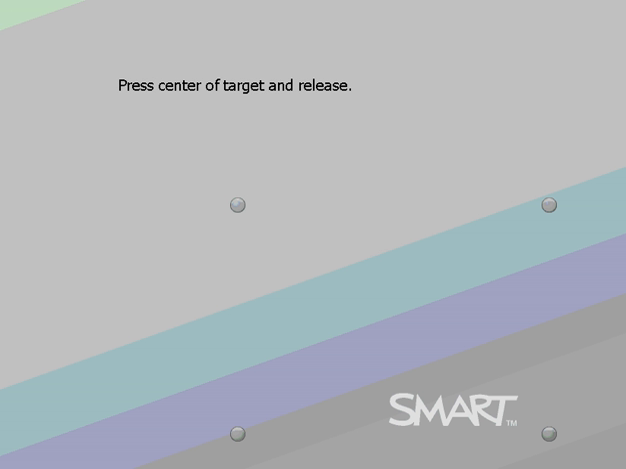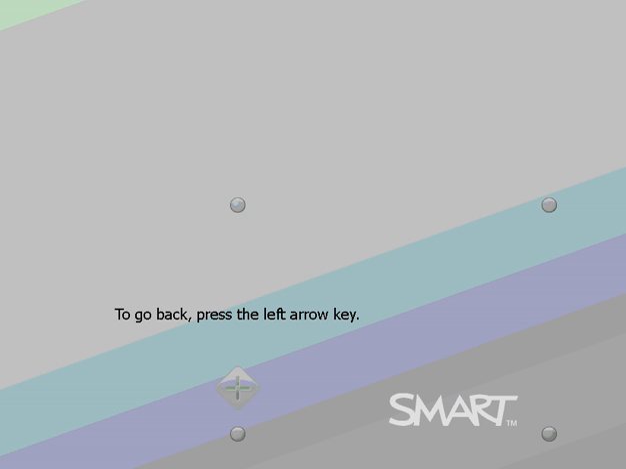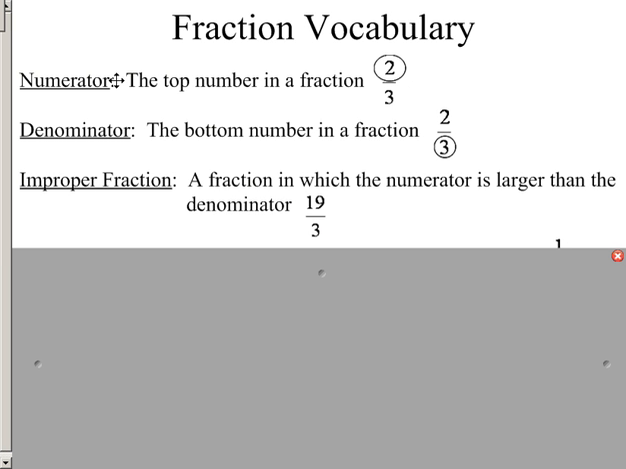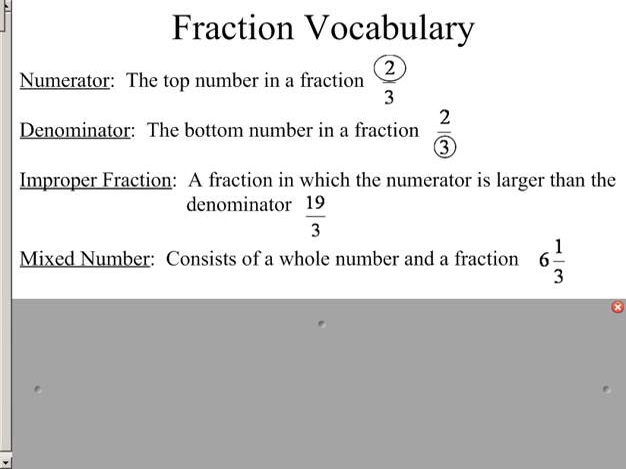A couple of things terminology-wise that we need to know, however. Okay, here it is. Make sure you're writing this down. Fraction vocabulary.